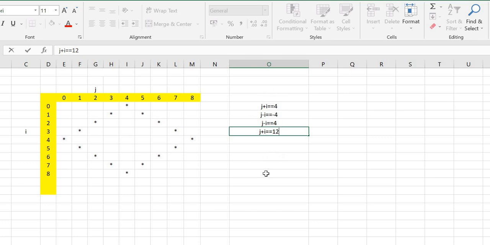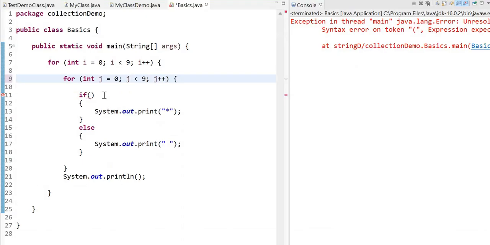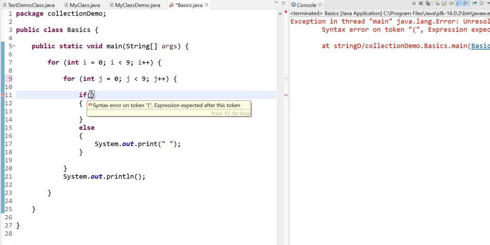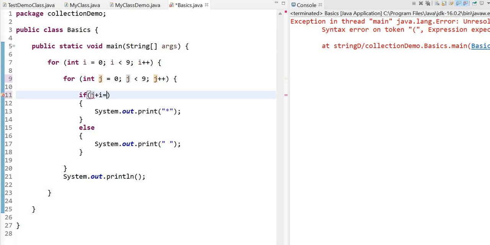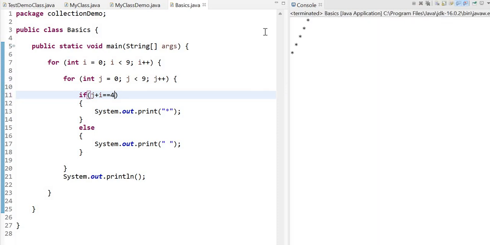Let me put these equations into my code and check if they are correct. So j plus i equal to 4. Let me just check it initially. Correct. Because they don't have a point of commonality, I can use OR over here. j minus i is equal to minus 4. Absolutely correct.